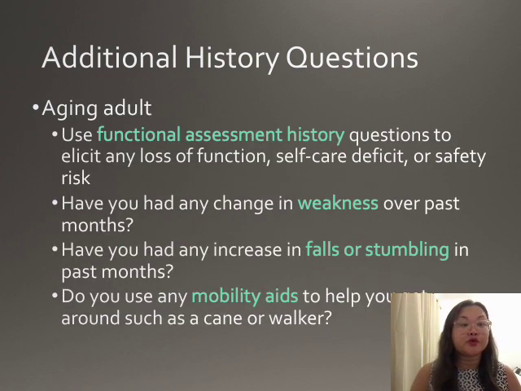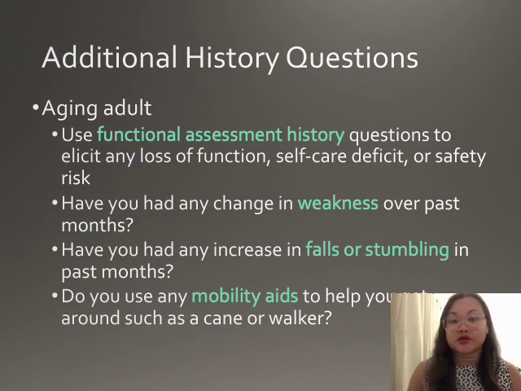For aging adults, you will do a functional assessment using some type of scale, which I'm going to show you a couple of examples in just a minute. And you're going to ask some questions that help us to understand if there's a loss of function or the loss of the ability to provide self-care for themselves. Does it provide a safety risk? Then you're going to ask them specifically about weaknesses, any fall risks, or have they had a fall or stumbling.